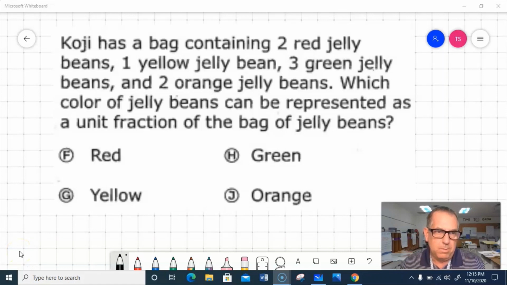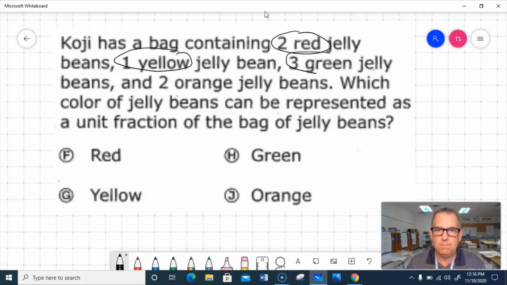Okay, let's look at our next problem. Kanji has a bag containing 2 red jelly beans, 1 yellow jelly bean, 3 green jelly beans, and 2 orange jelly beans. Which color of jelly bean can be represented as a unit fraction of the bag of jelly beans? So I'm going to circle the important information. I see there are 2 reds, 1 yellow, 3 green, and 2 orange.